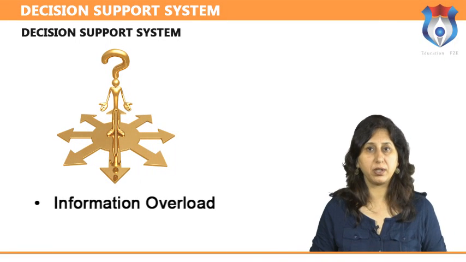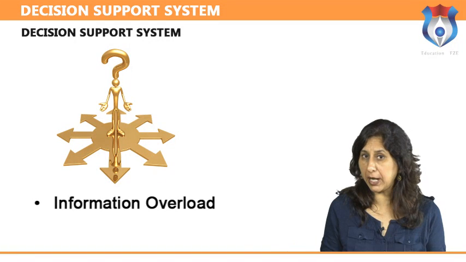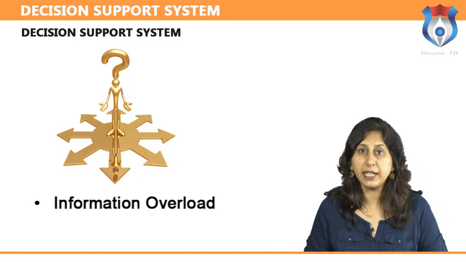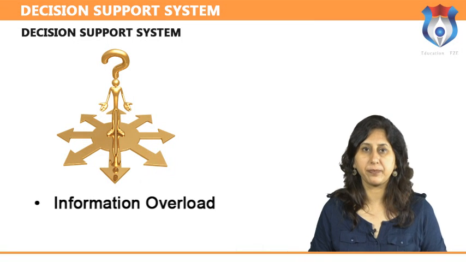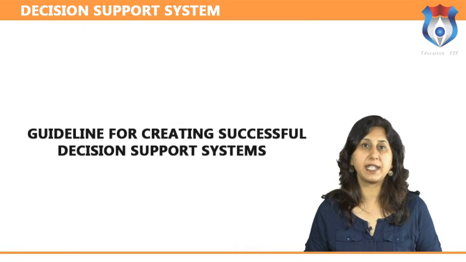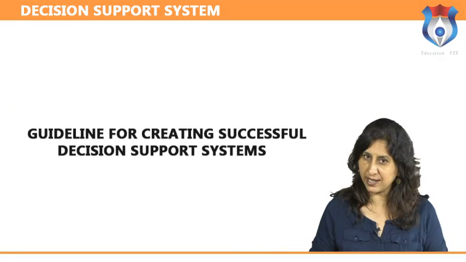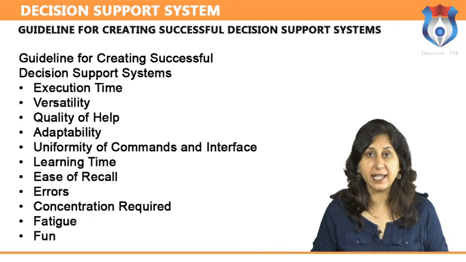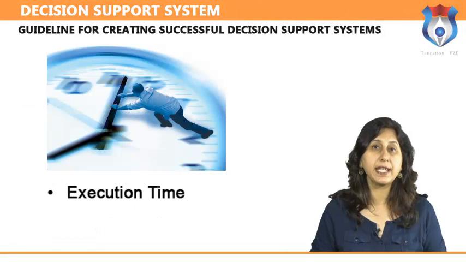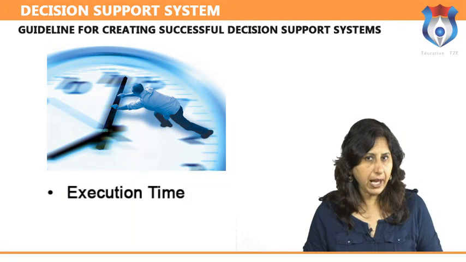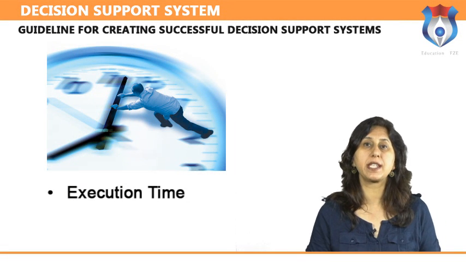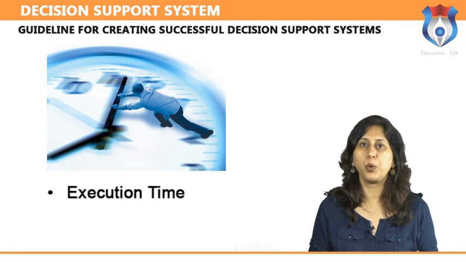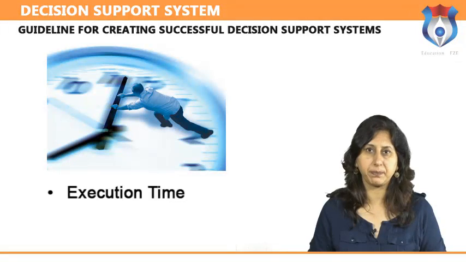Information overload. Too much information is a major problem for people, and many decision support systems increase the information load. Guidelines for creating successful decision support systems. These are the most important factors to bring success to a DSS: execution time. Developers should select appropriate software and hardware that are fast enough to provide the result within control execution time.